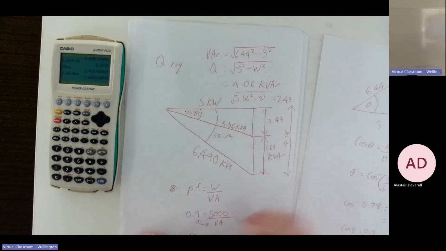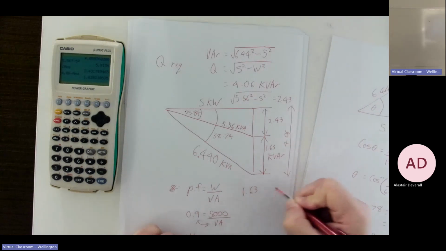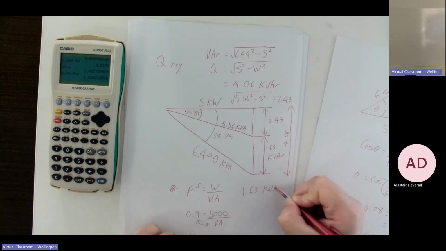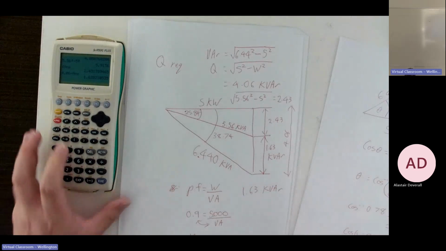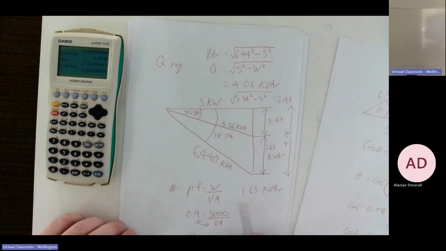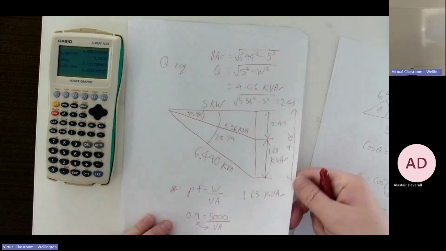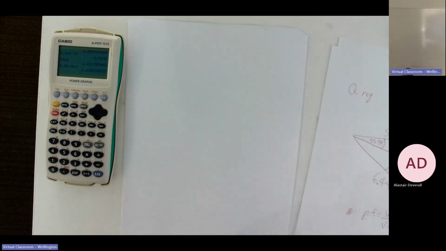So our final answer for this is 1.63 kVAR. Lots of hard work, and you end up with the most accurate answer. Now, there is a second, easier and faster way to do this calculation, and this is the one that they're actually expecting you to use.